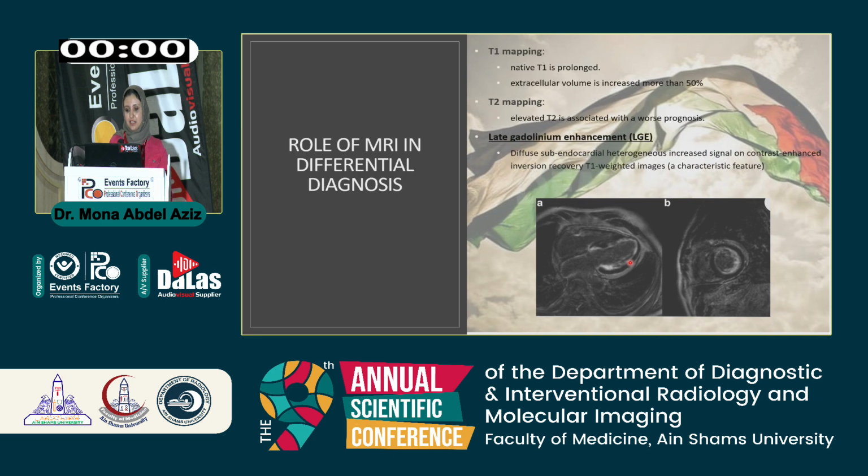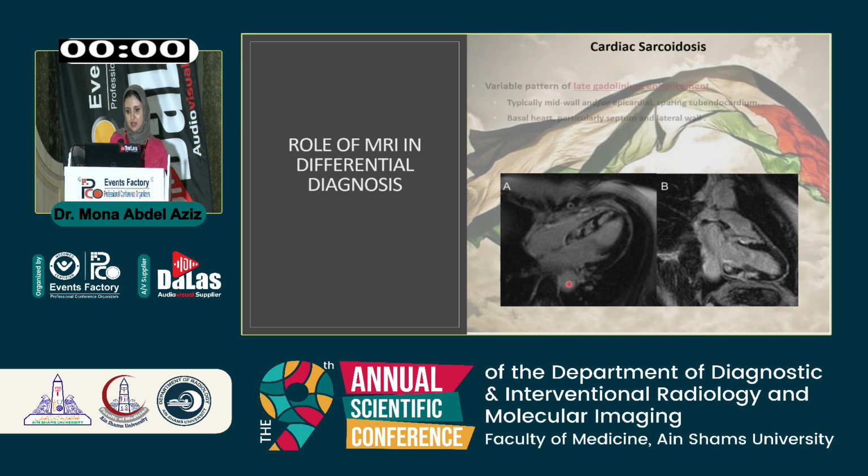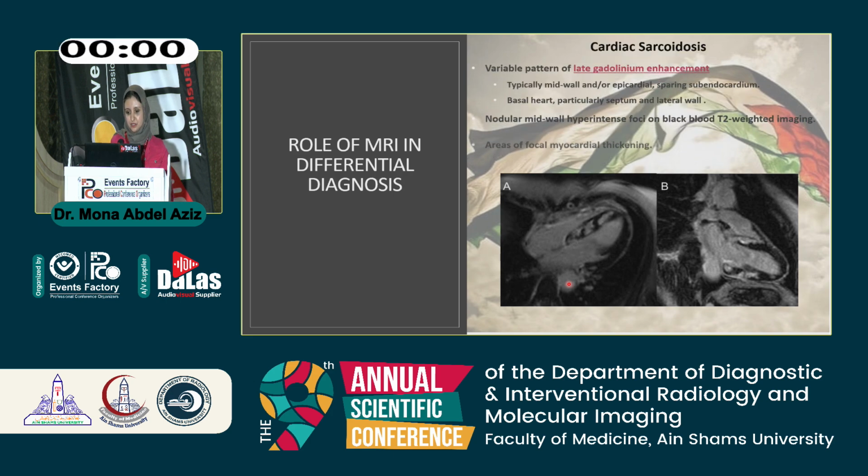And there is a typical pattern for cardiac amyloidosis, which is a subendocardial post-gadolinium enhancement. Cardiac sarcoidosis also has a typical pattern in the late gadolinium enhancement, which is mid-wall or epicardial enhancement sparing the subendocardial wall, and it usually occurs at the basal heart, particularly at the septum and the lateral wall.